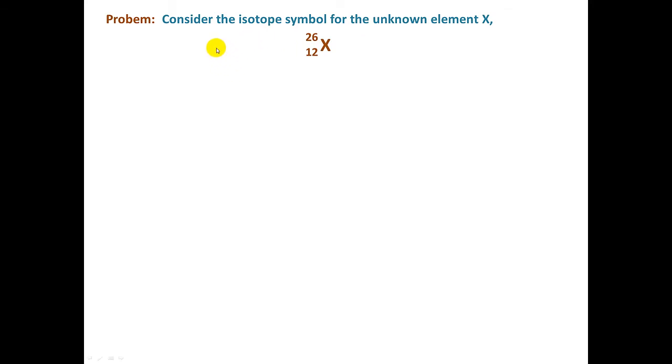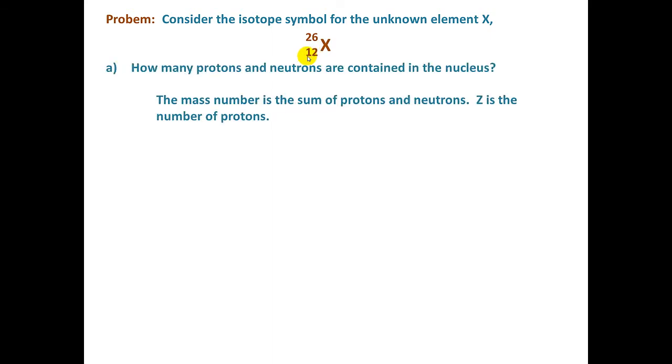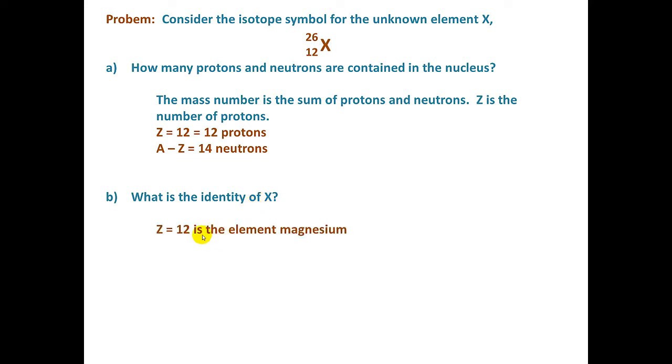Let's look at a problem. Consider the isotope symbol for the unknown element X. So we don't know what X is, but that's easily found. Remember, this number here corresponds to the mass number, the sum of the protons and neutrons, and this number here corresponds to Z, the atomic number. So all we need to do is look up the atomic number 12 on the periodic table, and we can identify the element. So we've already got part B answered. We look up the atomic number 12 on the periodic table, and Z equals 12 is the element magnesium.